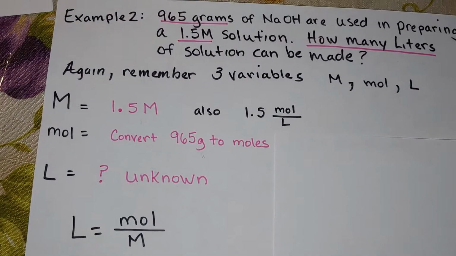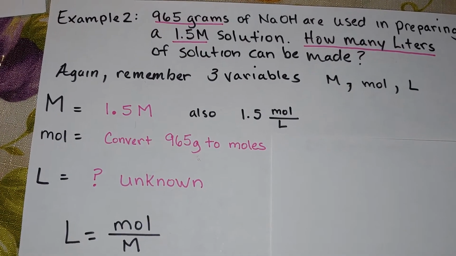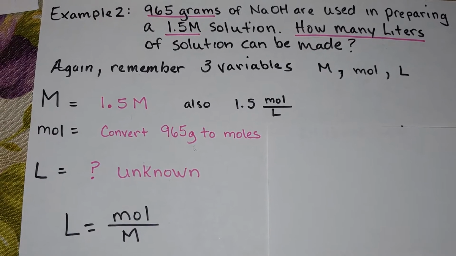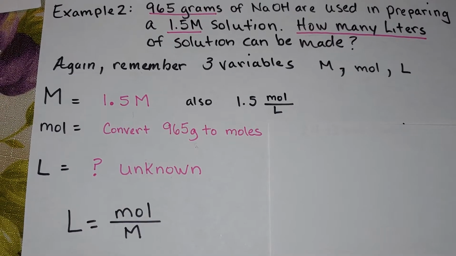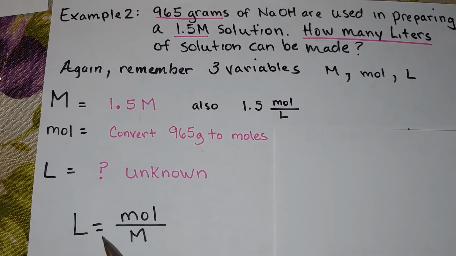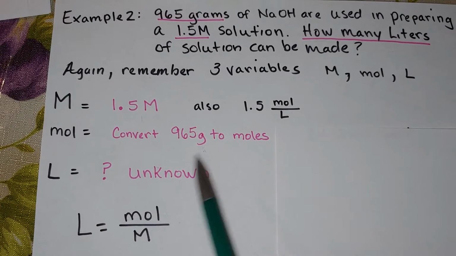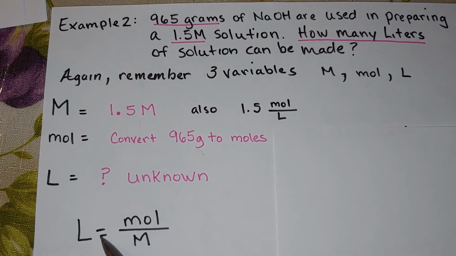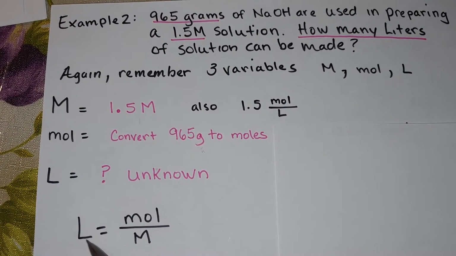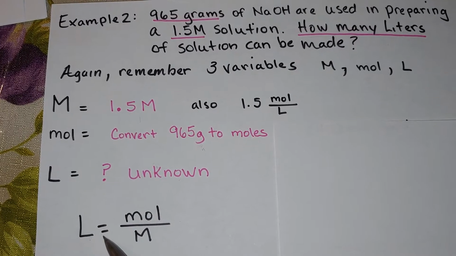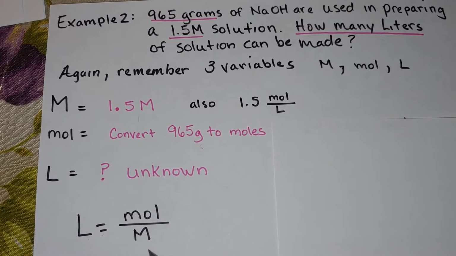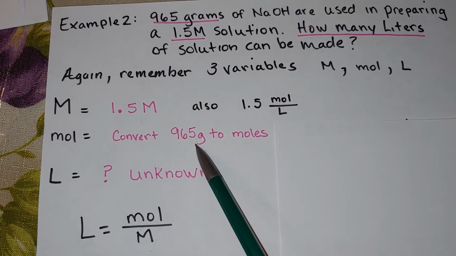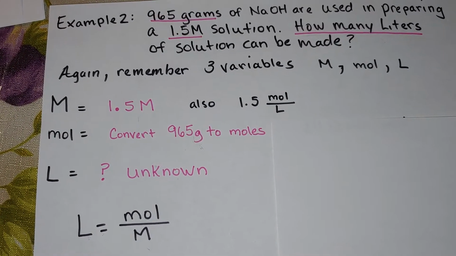If you remember from earlier, I said that there are different ways to calculate different variables, and that you can manipulate or rearrange the letters in the formula to find your unknown. Since we're looking for liters, we know that liters is equal to moles divided by molarity, which is what we're going to do. But the first thing we have to tackle is to convert this 965 grams to moles.